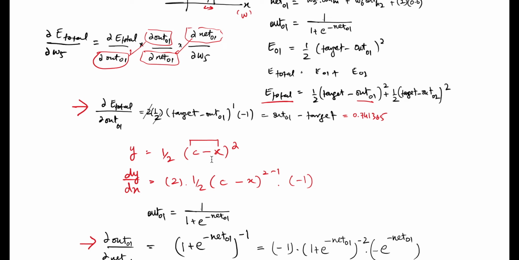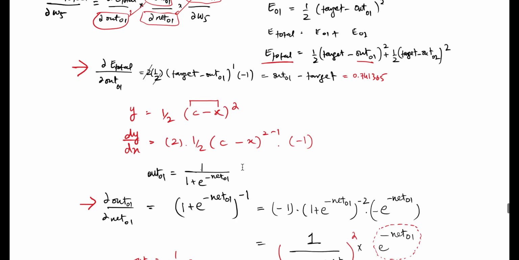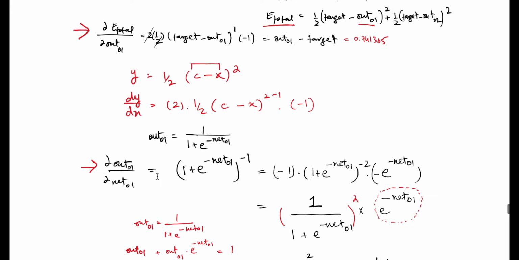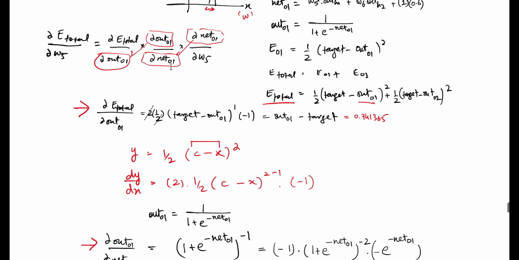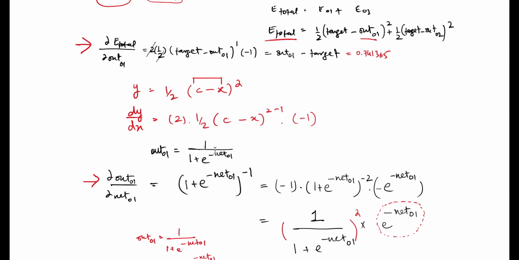Just a simple example in terms of y and x, of how the power rule works. And then the next equation that we had was for the sigmoid activation function. The derivative for this is slightly tricky, but again it follows the power rule. -1 gets multiplied here, the power gets subtracted by 1. What we have inside the brackets is net O1, but it's in an exponential, so it remains as it is.